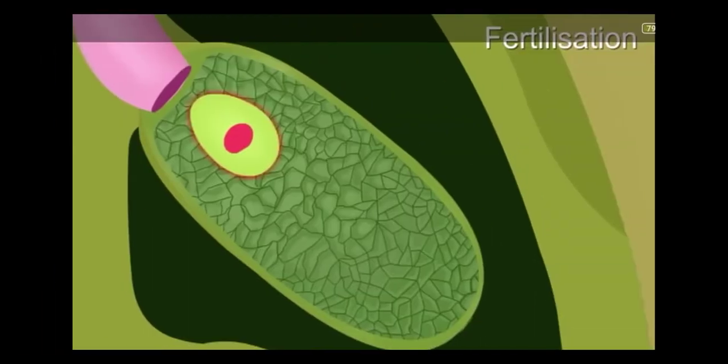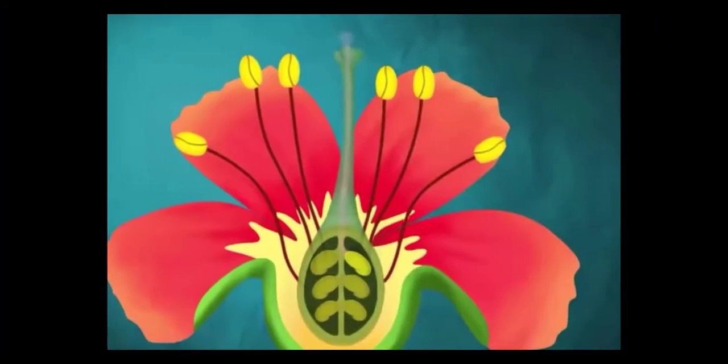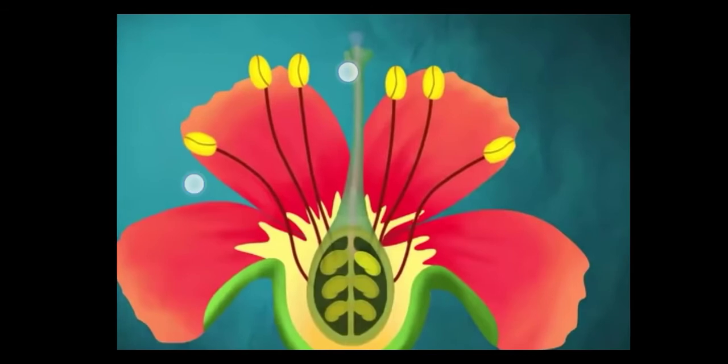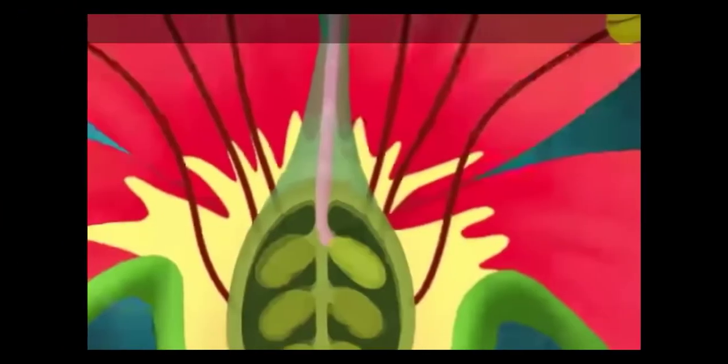Now we come to the process of fertilization. Fertilization is the fusion of the male and female gamete. The fusion of the male and female gamete takes place after pollination. When pollination occurs and the pollen grains come on the stigma of the flower, they form the pollen tube. As you are seeing here, the pollen tube is formed.